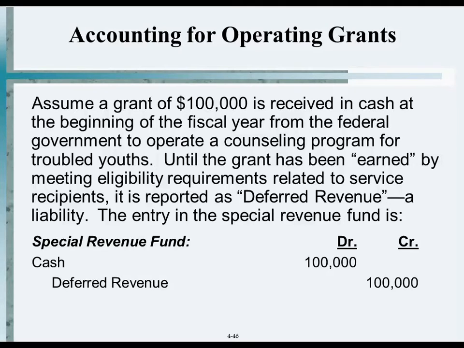So where do you park this money? Well, first you take the cash and say thank you, and then what do you do? You credit a deferred revenue account. Because a deferred revenue account, if you remember your accounting, is a what? A liability account, right?